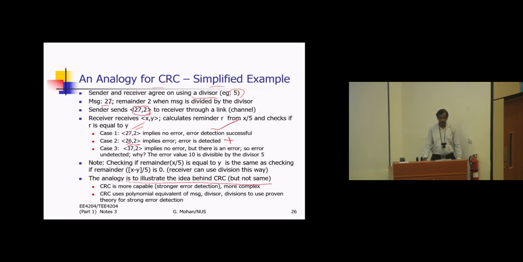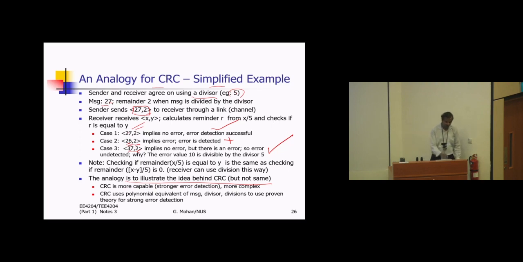That is correct. Now let's say instead of 27, 2, it receives 37, 2. Some bits are changed. What will the receiver do? The receiver will divide 37 by 5, it gets remainder 2, and the same remainder 2 is also carried as part of the frame. So the receiver will say, good, this is a good frame. But is it a good frame?